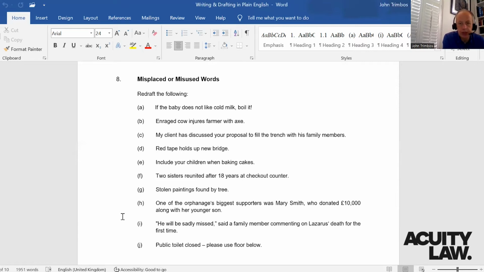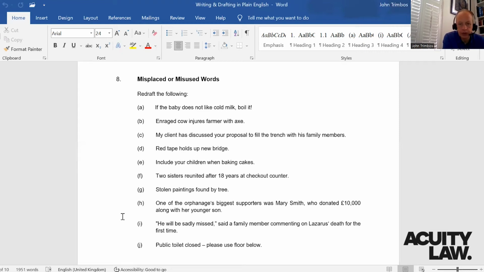G, stolen paintings found by tree. That's a bit surreal, really, isn't it? It kind of makes it sound as though I've got this magic tree that goes wandering around doing things, which is a bit odd. So I would say stolen paintings found under tree or near tree or close to the tree, or if you're a chartered surveyor, in close proximity to the tree. Remember that word cluster there? Probably under the tree is better.